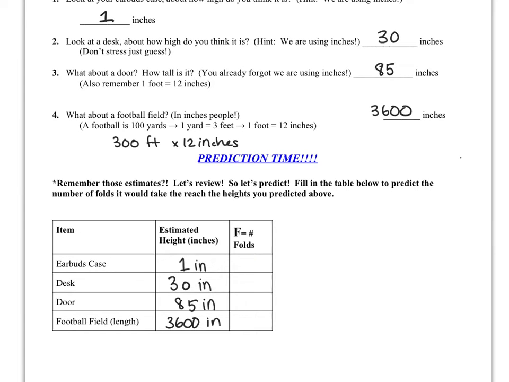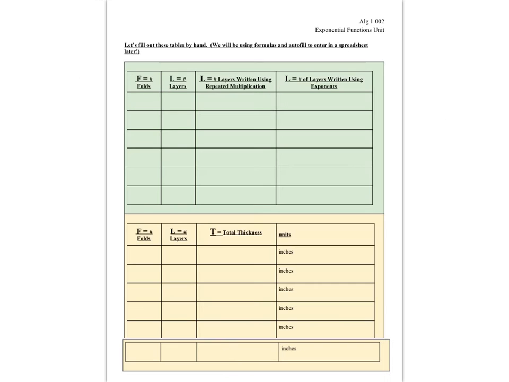So at this point, you're going to have different numbers of folds entered into this area based on what you think you're going to have to do for the folding paper. I might guess that maybe I'll need to fold the paper 5 times. Here to reach a desk, maybe I'll need to fold it 40 times. Then to get to 85 inches, maybe I'll need to fold it 100 times. And for 3,600 inches, that seems like a lot. Oh gosh, maybe I need to fold it 1,000 times. Now, of course, these things aren't possible, but we're just pretending they are.